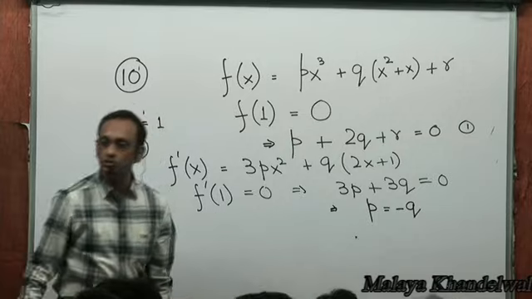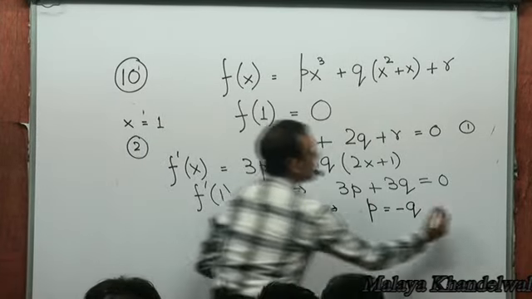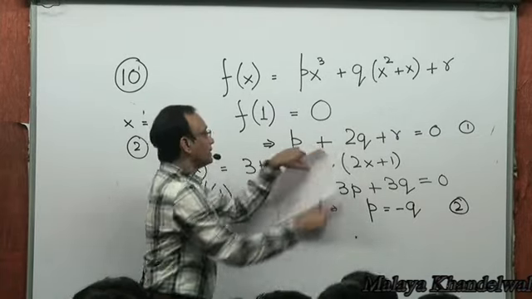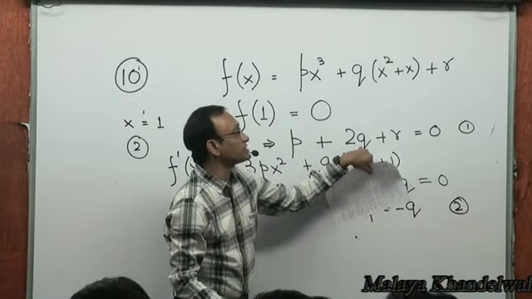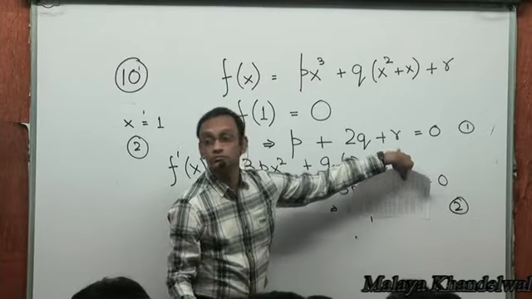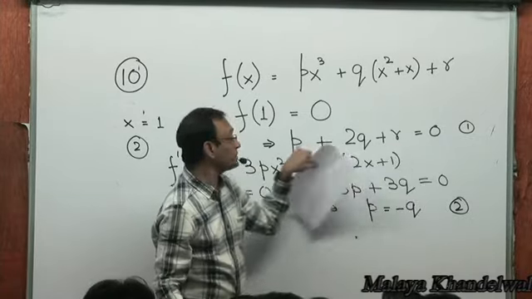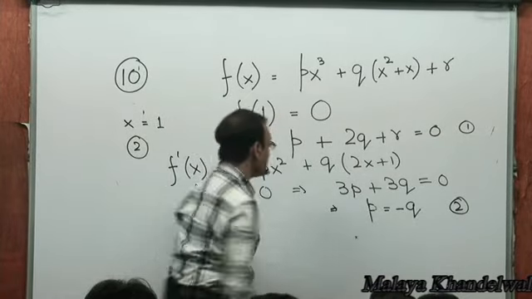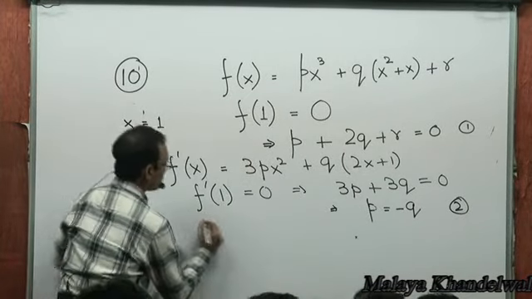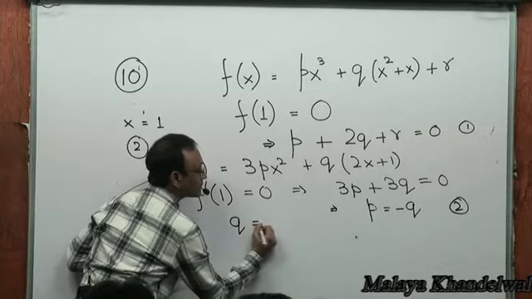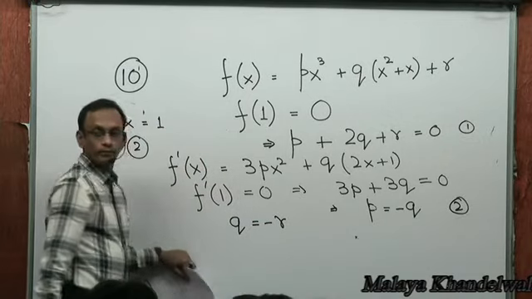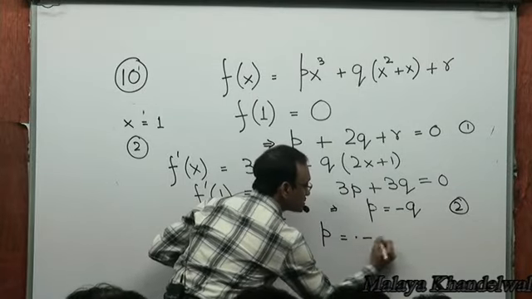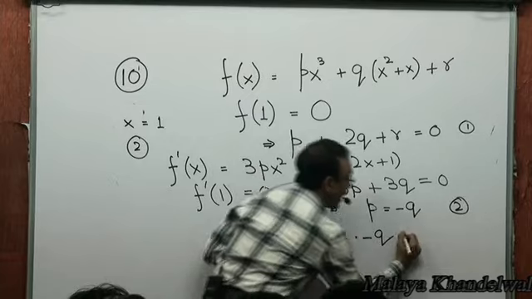P must be equal to minus q. Now, if you plug in p equal to minus q in equation 1, you get q equal to minus r. So we eventually have q equal to minus r, right? Which means p equals minus q equals r.